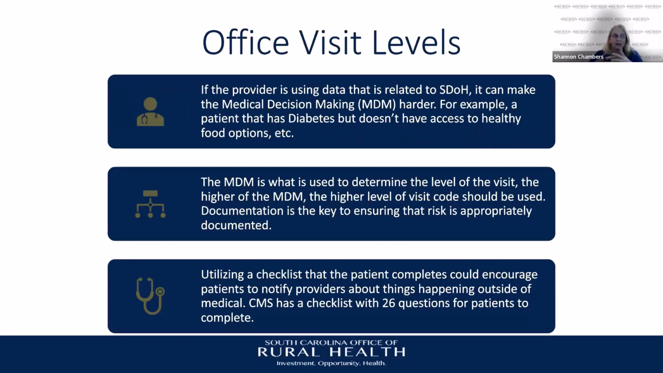All right. So for office visit levels, I know that CPT coding was not included, but we're going to give you a little bit of that today too. If the provider is using data related to social determinants of health, it can actually make the medical decision making harder. For example, a patient that has diabetes doesn't have access to healthy food options. Or, because we are located in the South, and even though it's cold outside right now, a patient that has congestive heart failure and doesn't have air conditioning may have more swelling and issues such as that.